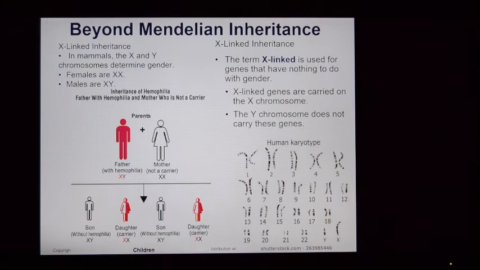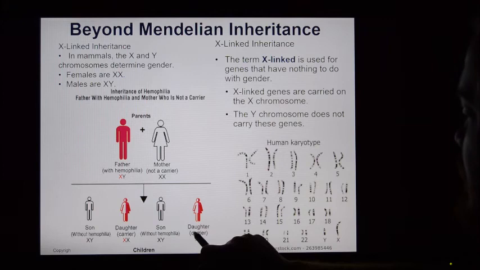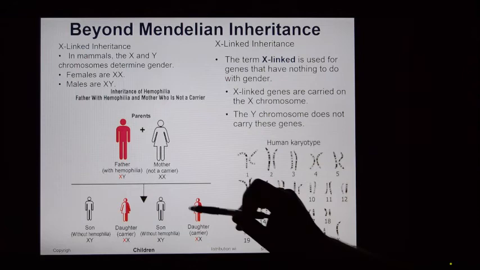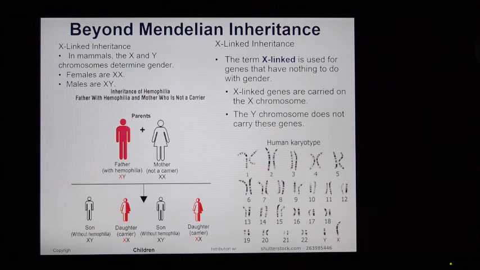If you're a female, you get two chances. Two X chromosomes in a female to get the appropriate genetics for blood clotting. So it's very rare for a female to be hemophiliac. Whereas a male only gets one X chromosome, so your chance of getting the bad X chromosome is vastly increased. Okay? So hemophilia is X-linked.